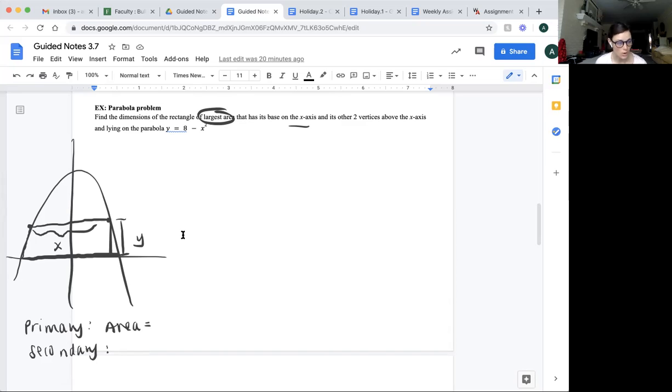So use what you know about this parabola, what the heights are going to be, what your rectangle is going to look like, and try to figure out a secondary equation. I'll give you a hint, it's going to be y equals something. So see if you can use what you know about that parabola to figure out what y is going to equal in order to write area in terms of one variable. Find your relative max, because we want largest area, and then go ahead and maximize this problem. And so that is all for now.